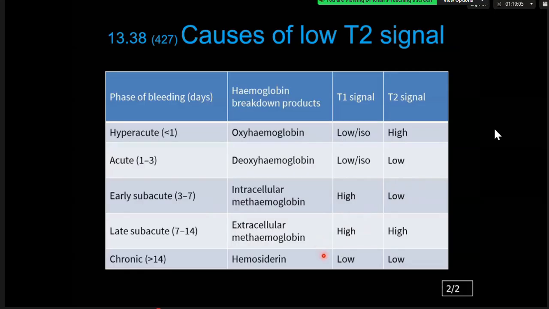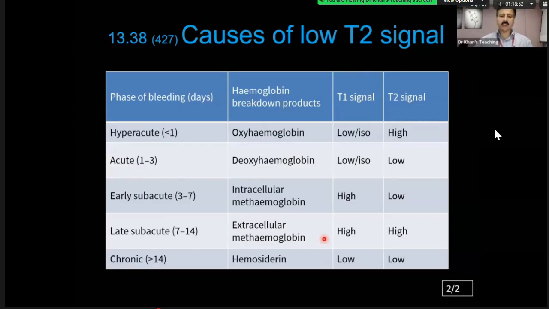A few things, please remember the conventions. A few things which I want to highlight is that this chart is for intraparenchymal hematomas and it depends on oxygen tension. So if there is a subdural hematoma or, let's say, an extradural hematoma, it might take more time to change.